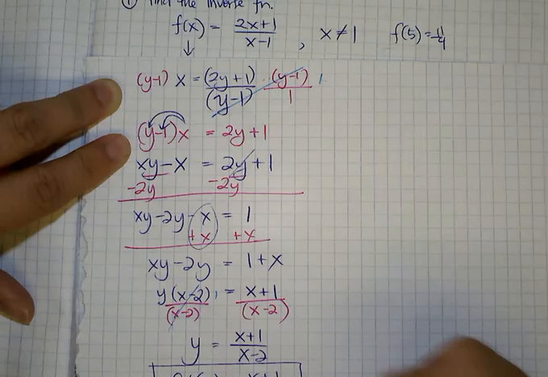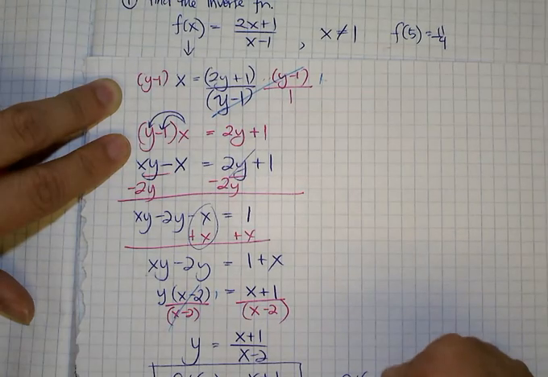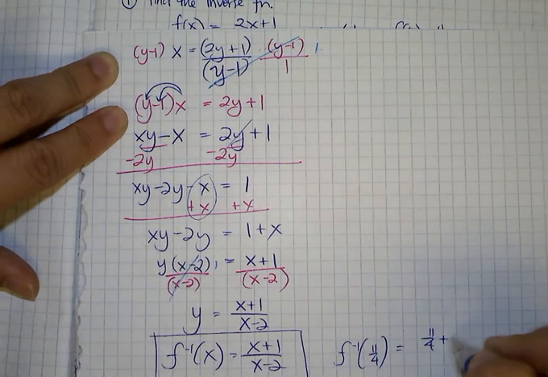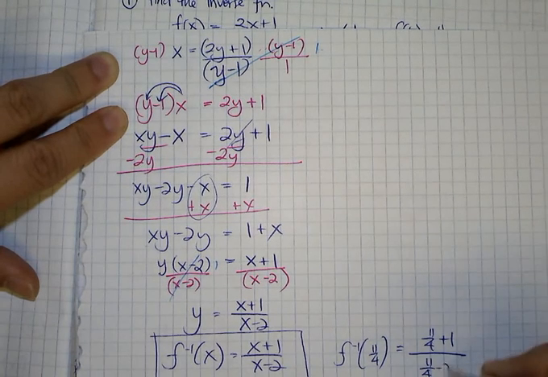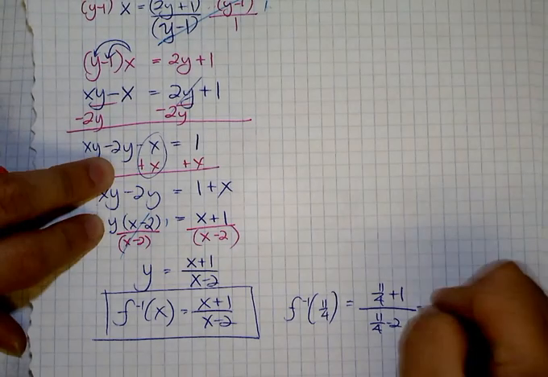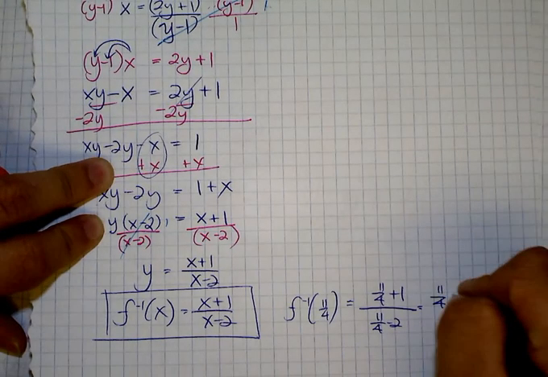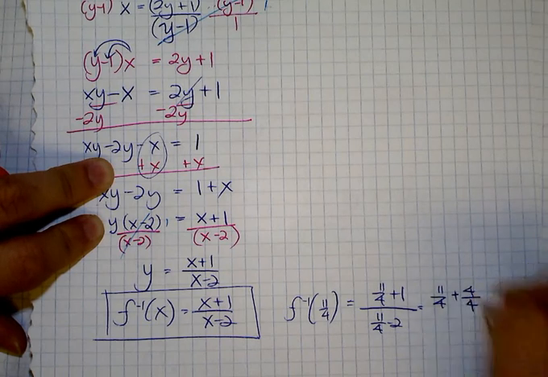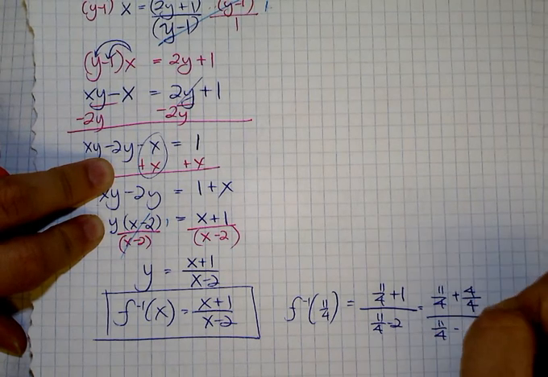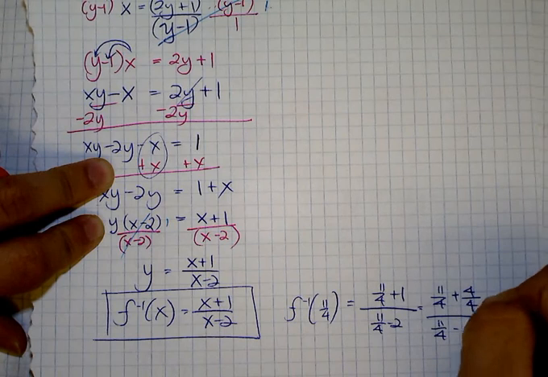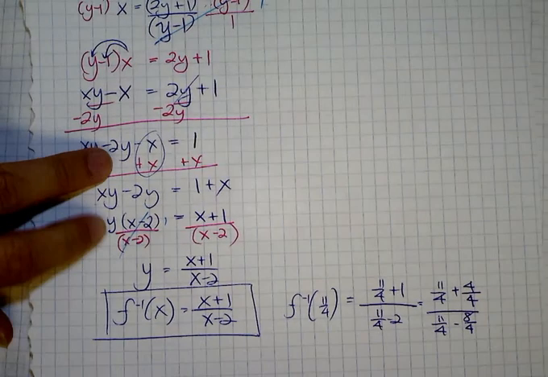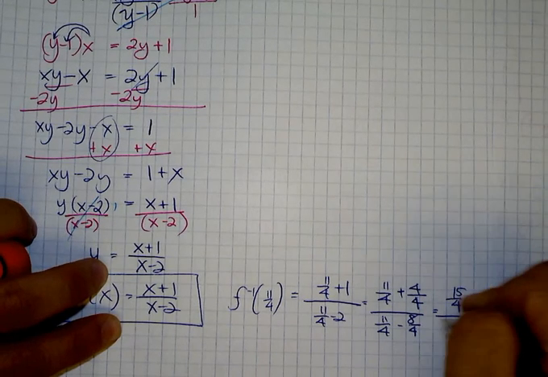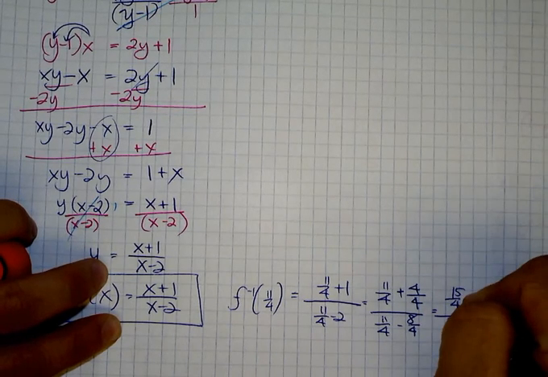What's f inverse of 11 over 4? Okay, 11 over 4 plus 1 over 11 over 4 minus 2. Well, let's think about this. I hope you guys know how to do this. How do you make a common denominator? What's 1 as a quarter? How many quarters make 1? 4 over 4. How many quarters make 2? 8 over 4, right? So 11 over 4 plus 4 over 4 is 15 over 4. 11 over 4 minus 8 over 4 is 3 over 4.